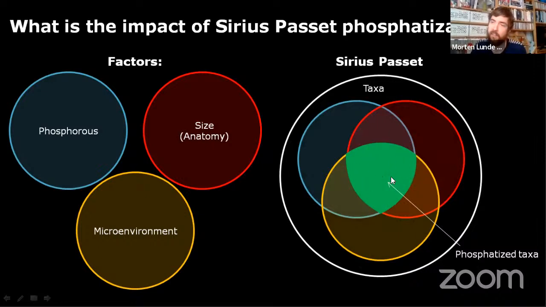So it's only the taxa or tissues that occur within this green field here that actually phosphatize. And this diagram is for a depositional environment which favors extensive phosphatization, where there is a lot of decay of organic matter in general, as in Sirius Passet. In other environments, it might be that there's a much smaller overlap between these three factors, which means that there are fewer species within that overlap that can actually phosphatize. For example, the Burgess Shale, where it's mainly only the gut diverticulae which phosphatize.